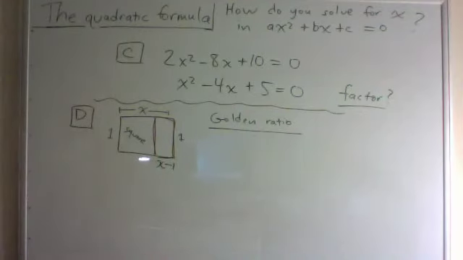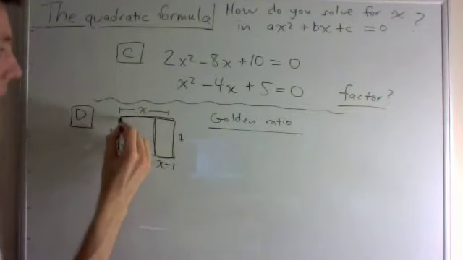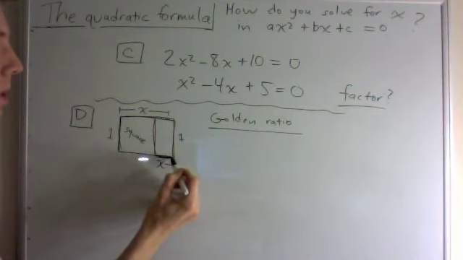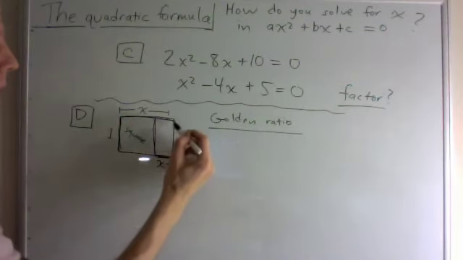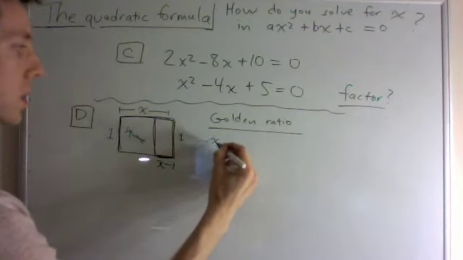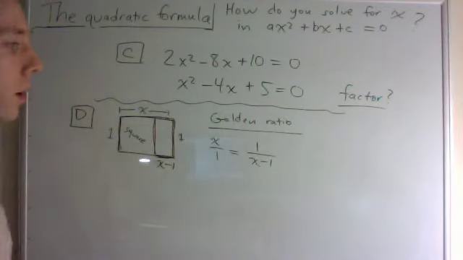Let me repeat that just to make sure it's clear. The ratio of this width, x, to the height, 1, of the big rectangle is the same as that between this width here, x minus 1, and the height here, 1. I can write that as an equation. x over 1 is equal to 1 over x minus 1.